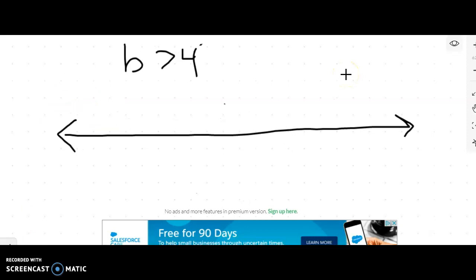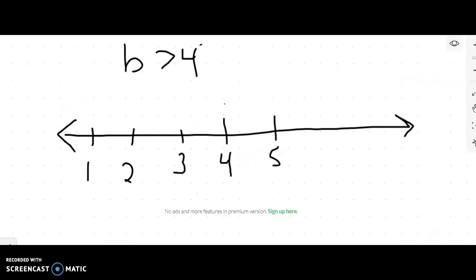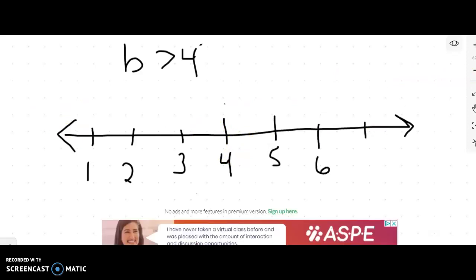Alright, now we have B is greater than 4. First things first, you want to create your number line. I'm just going to put 4 right here. Since I'm going to the left, our numbers are going to get smaller: 3, 2, 1. And if we go to the right of 4, our numbers are going to increase: 5, 6, 7.